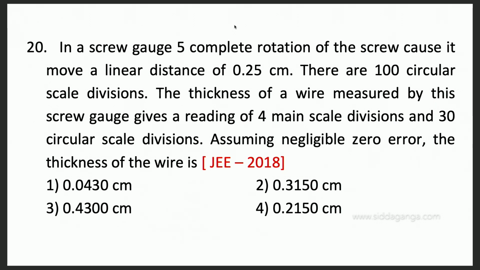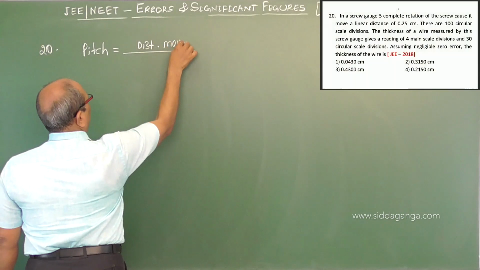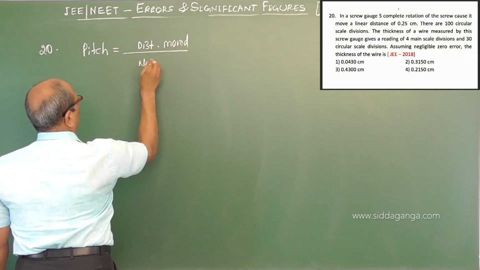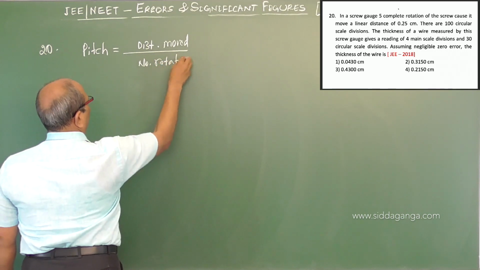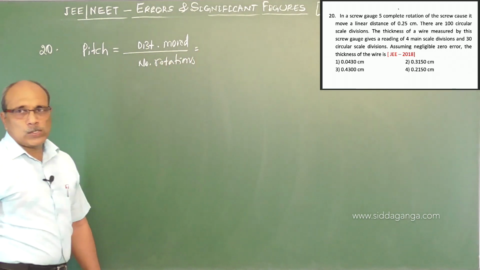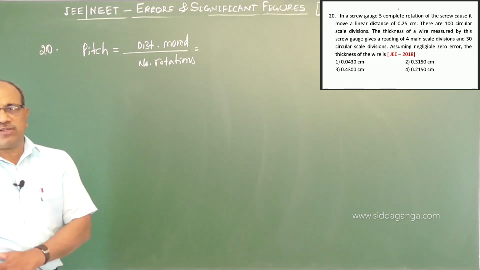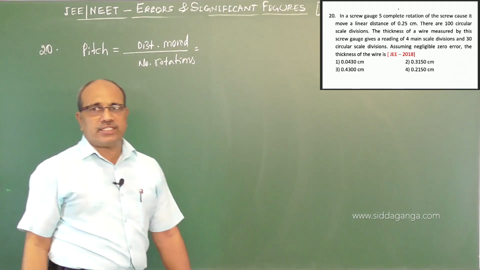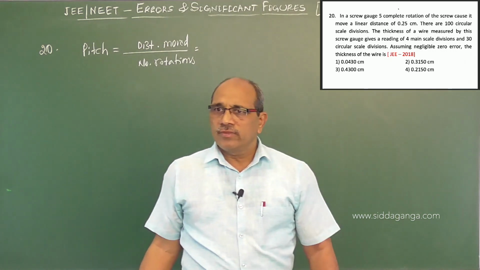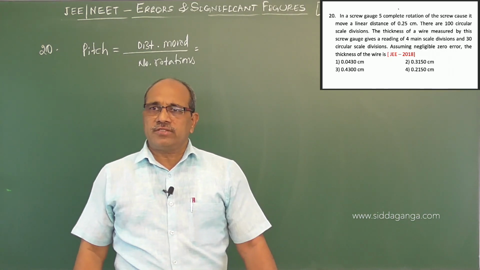It is also in JEE 2018. A screw gauge gives 5 complete rotations. You can find the pitch from that: the distance moved by the number of rotations given. A screw gauge, 5 complete rotations on the screw cause it to move a linear distance of 0.25 centimeter. There are 100 circular scale divisions.